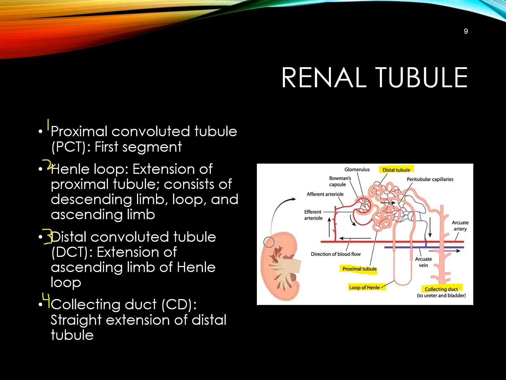Now we're going to take a closer look at the renal tubule, and where we were on the last slide, let me just highlight that for you. We talked about, here in blue, the glomerulus and Bowman's capsule, or the glomerular capsule. We talked about the Bowman's capsule being kind of the beginning of that renal tubule. It's right here. Okay, so there are 4 parts to the renal tubule.